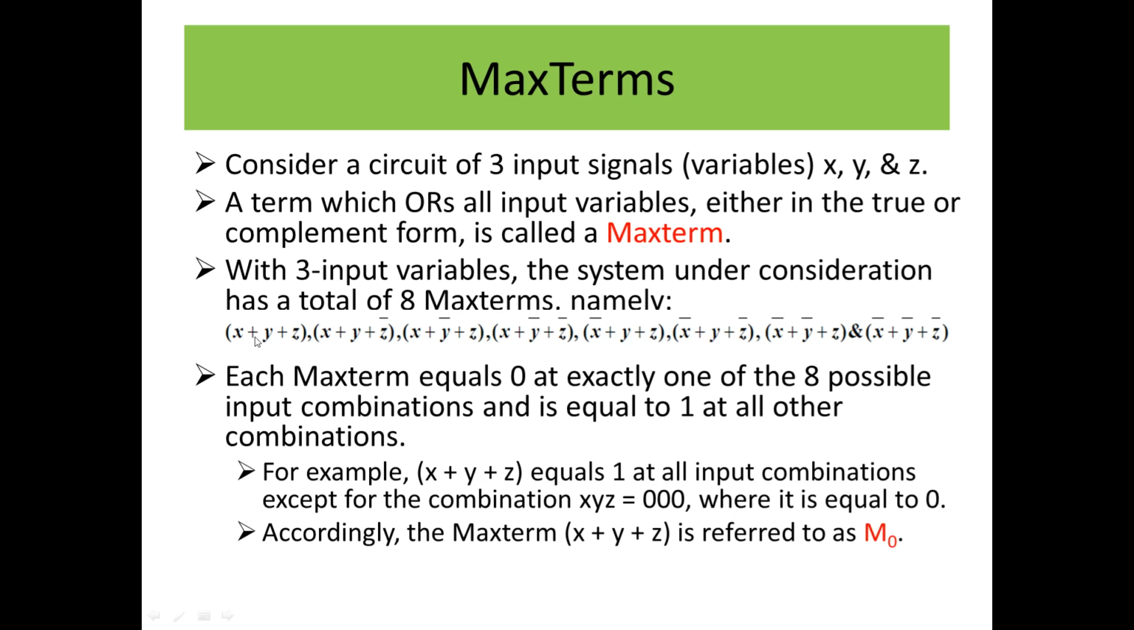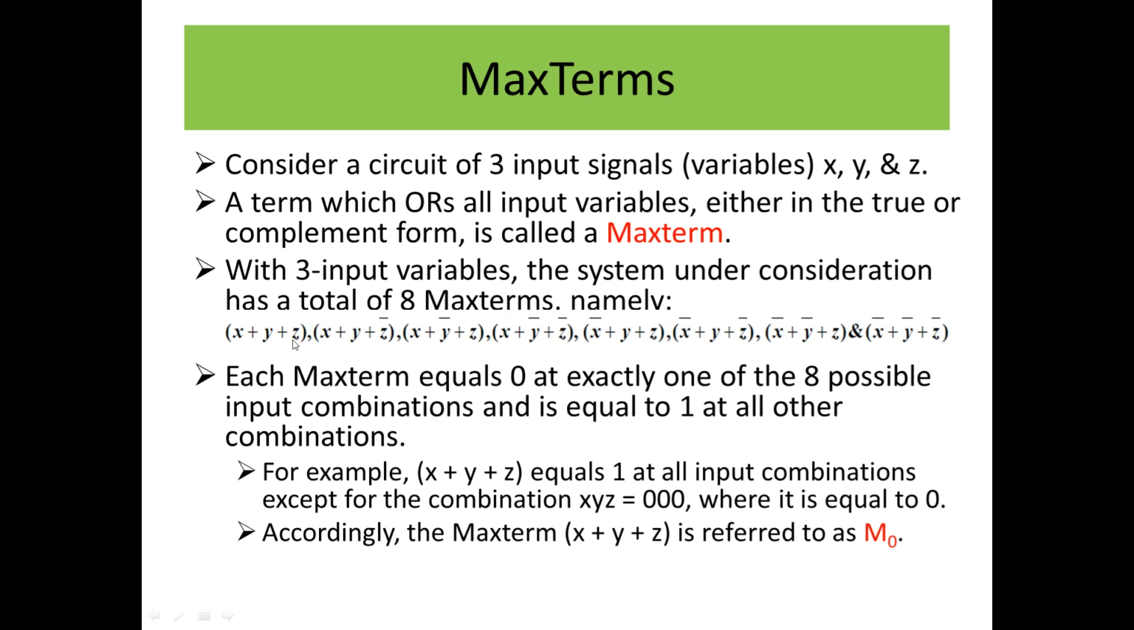Here, this is a sum term. For 0, how do we write it? x plus y plus z in Maxterm. And next, how do we represent 1 in Maxterm? x plus y plus z bar. Similarly, how do we represent 7? 7 is actually 1 1 1. So how do we write it? x bar plus y bar plus z bar. In this way we represent the sum terms in Maxterms.